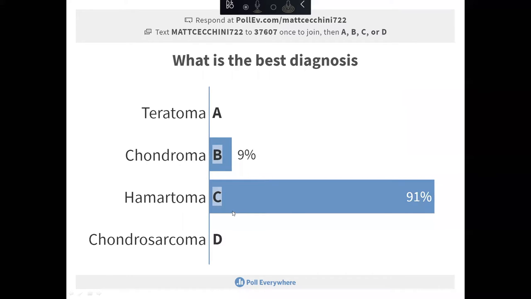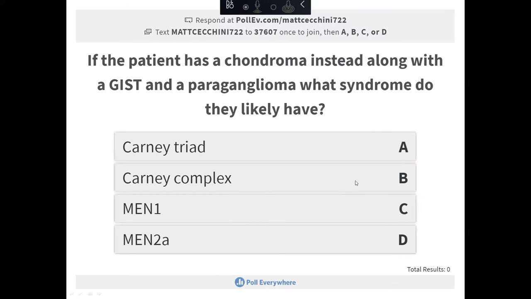So this is a hamartoma. Because we see multiple germ cell elements, but they're tissues that are normally supposed to be there. So that's why it's not a teratoma. So we see cartilage, we see fat, we see that kind of chondromyxoid tumor. If instead the patient actually had a chondroma, so it was just the cartilaginous tissue, and then they also had a GIST and they had a paraganglioma, what syndrome do you think that they most likely have?